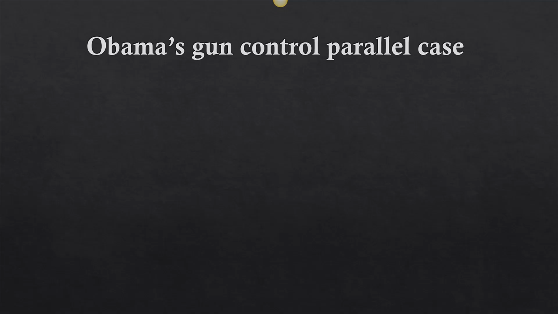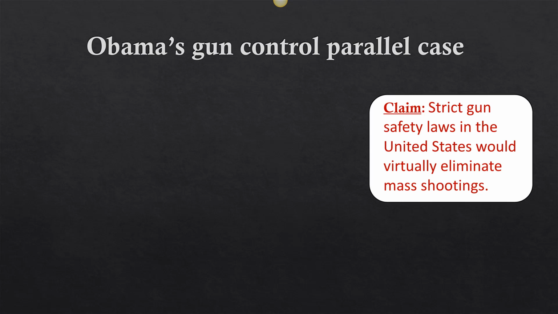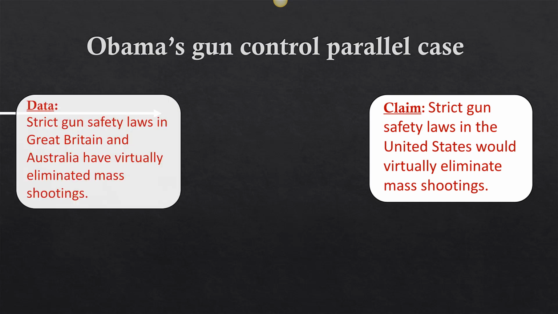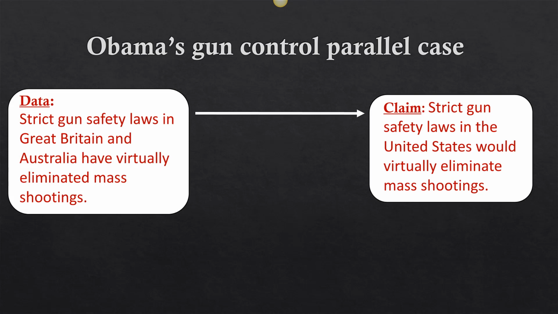If we use the Toulmin diagram to map out Obama's parallel case argument, we can get a sense of how the reasoning is intended to work in this case. Obama makes the claim that stricter gun safety laws in the United States have the capacity to virtually eliminate mass shootings. And the data that he provides in order to back up this claim is that strict gun safety laws in Great Britain and Australia have virtually eliminated mass shootings.